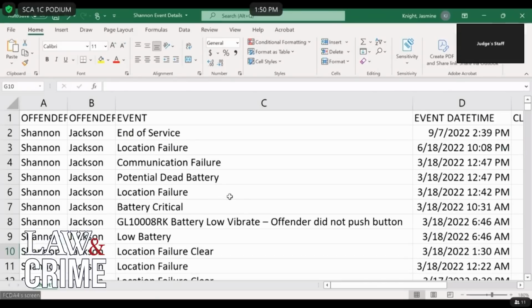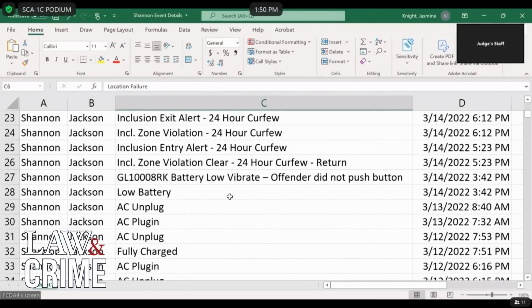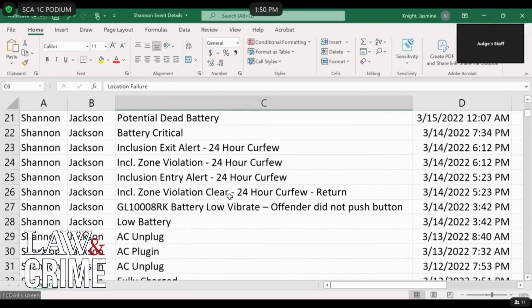Okay. Now, Mr. Bailey, I'm going to scroll down and ask you about a couple of these, to March 14th at 7:34 p.m. Do you see that data? Can you show the jury where that date and time is on this Excel with the laser pointer? Yes, March 14th at 7:34. What is the event detail for this ankle monitor at this time? At that time, it was a battery critical event.